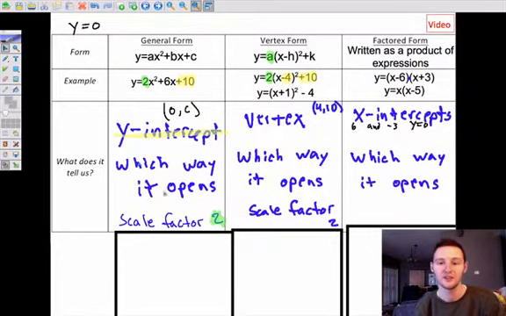Pause this page if you need to write anything down. Ask questions on the question form if one or more of these are confusing for you. And if you just need more examples, then just say, hey, I need more examples.